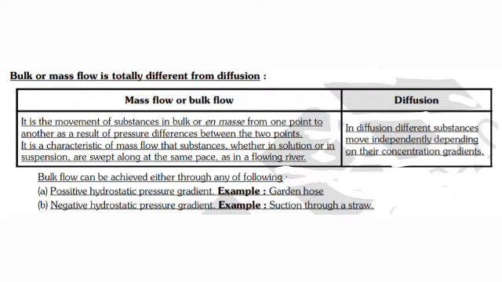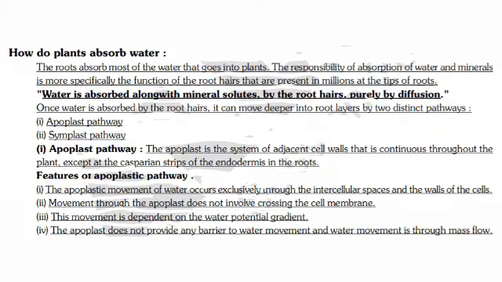Coming to diffusion, in diffusion, different substances move independently depending on their concentration gradient. Bulk flow can be achieved through either of the following. The very first one, positive hydrostatic pressure gradient. Example, garden hose. Negative hydrostatic pressure gradient. Example, suction through a straw.